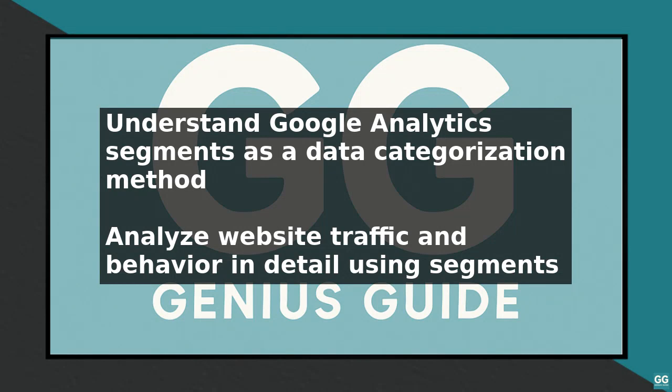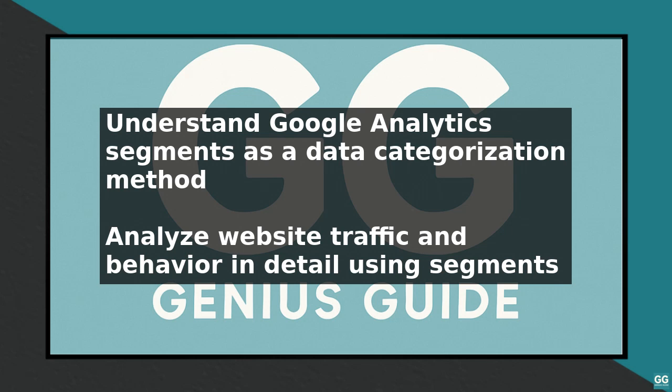To customize Google Analytics segments, start by understanding the basics of segments in Google Analytics. Segments are a way to categorize your data based on specific conditions, allowing you to analyze your website traffic and behavior in more detail. First, navigate to the Reporting tab in your Google Analytics account and click on the plus sign next to the Segments drop-down menu.